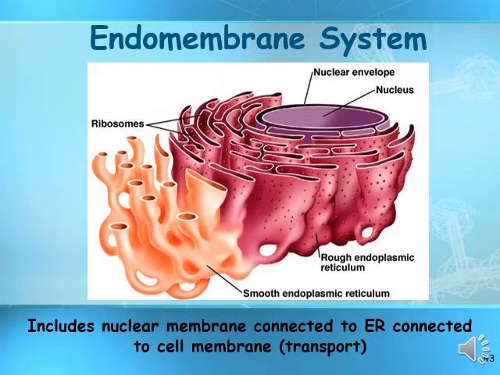Here we can see the endomembrane system. This is the nuclear envelope. This is the nucleus. These are ribosomes. And this is smooth endoplasmic reticulum. This includes the nuclear membrane connected to the endoplasmic reticulum, connected to the cell membrane for transport.